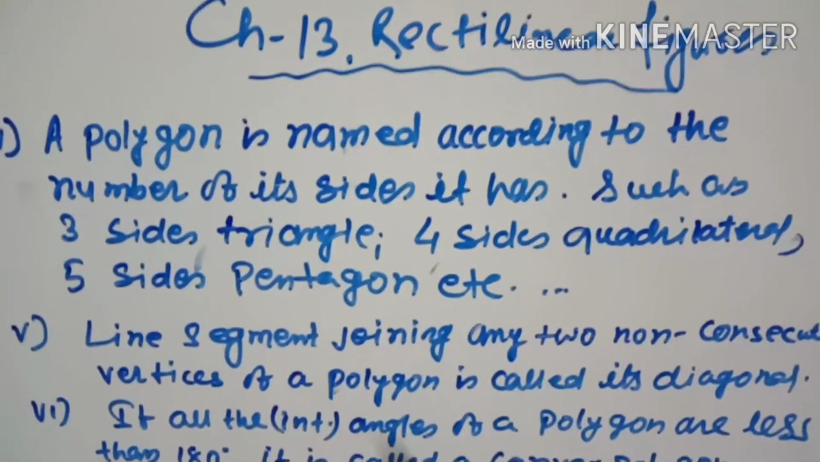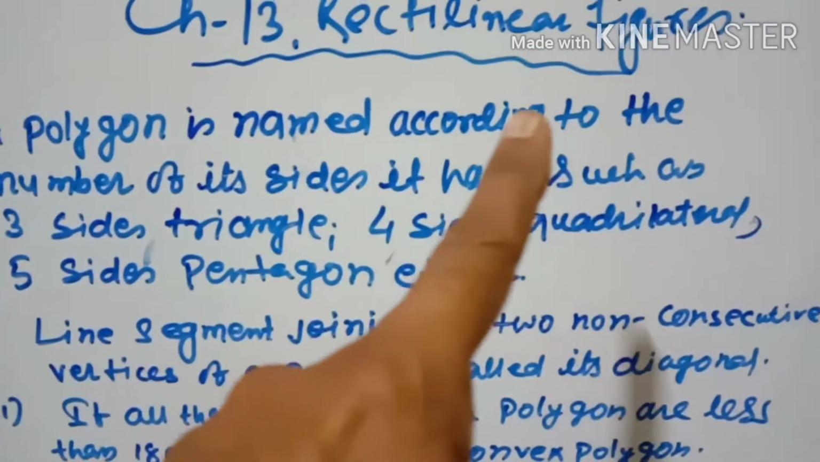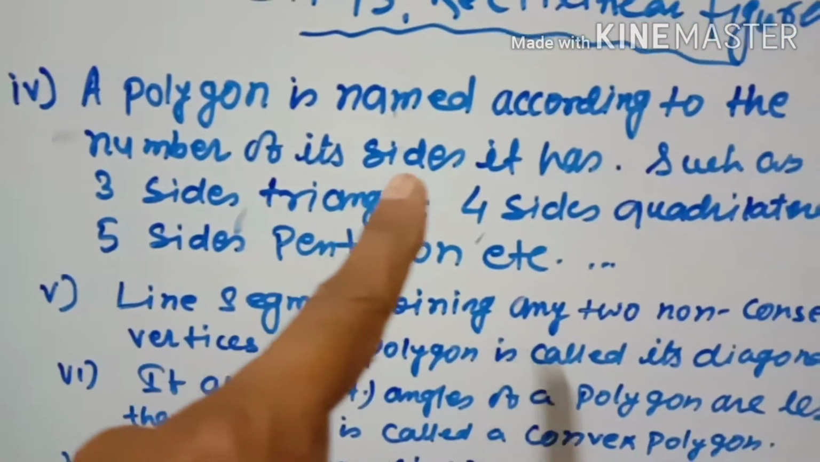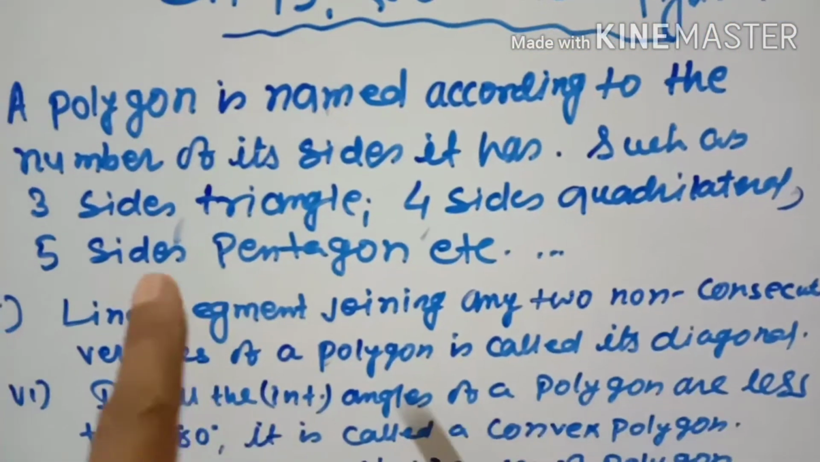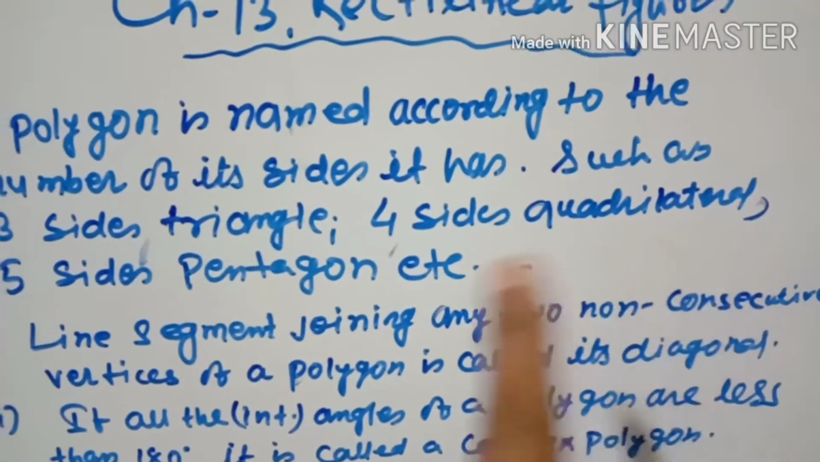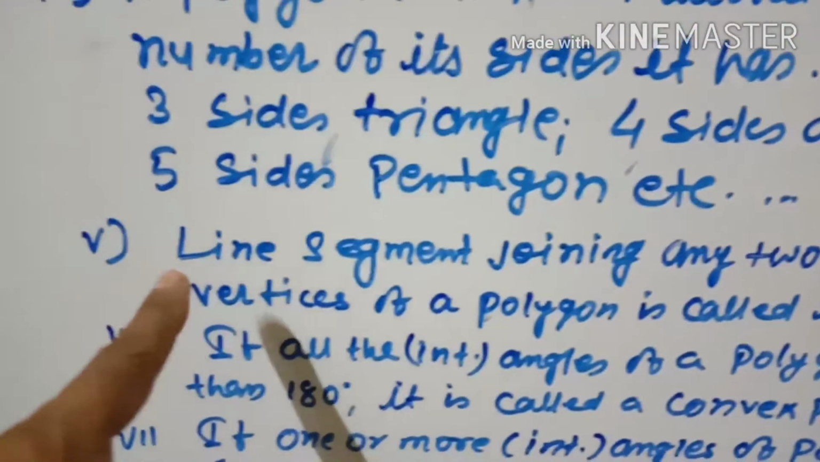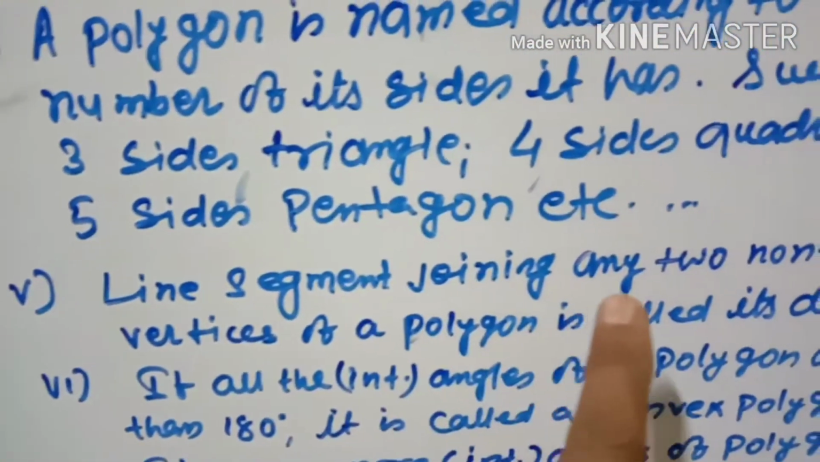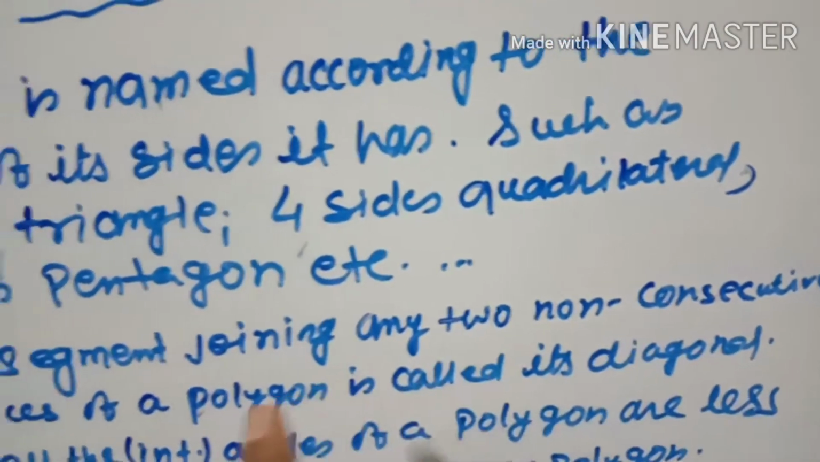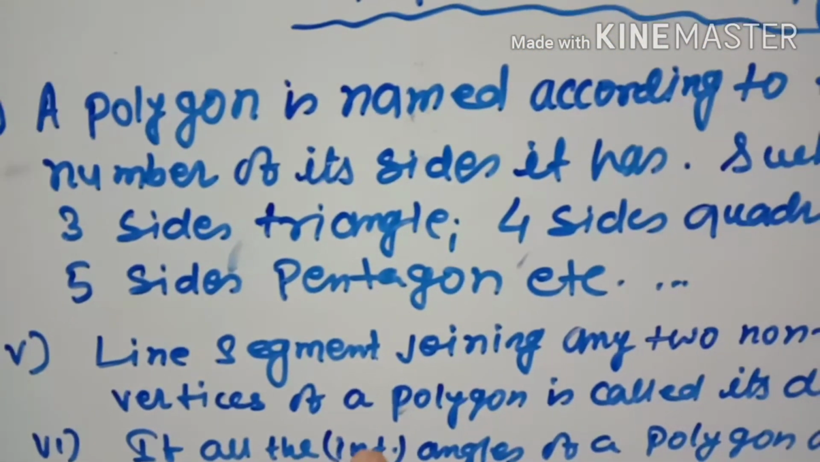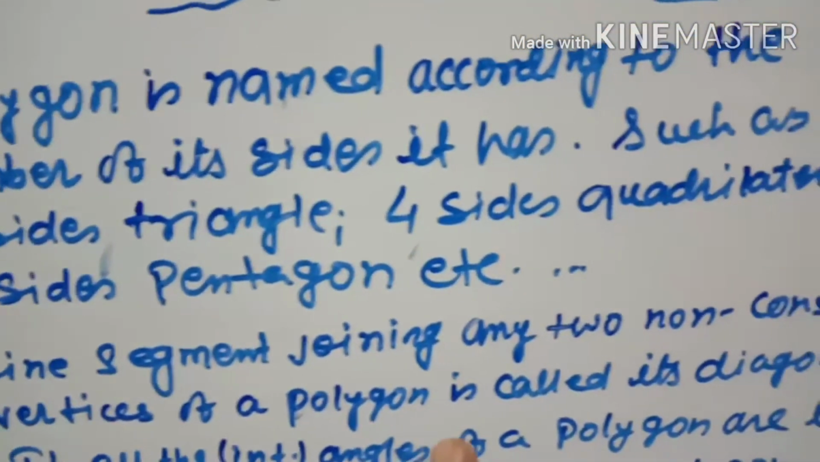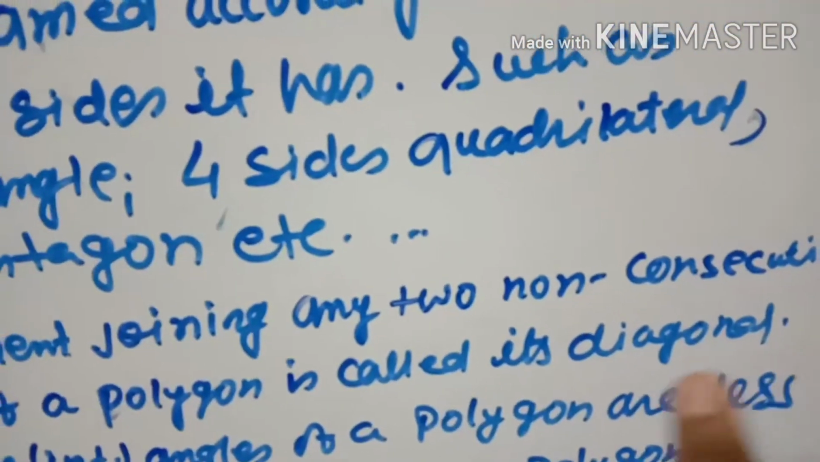Now see, a polygon is named according to the number of sides it has, such as 3 sides triangle, 4 sides quadrilateral, 5 sides pentagon, etc. Number 5, the line segment joining any two non-consecutive vertices of a polygon is called its diagonal.